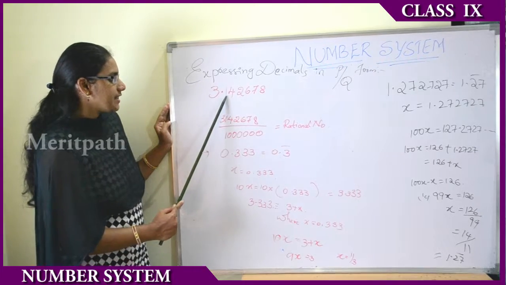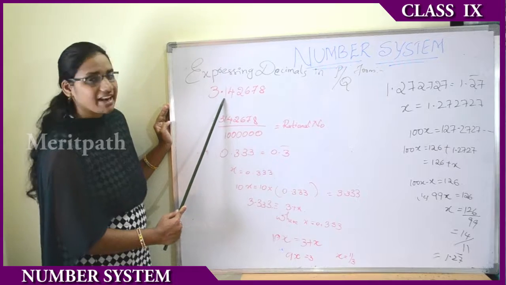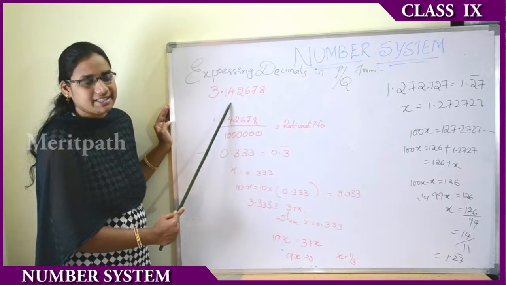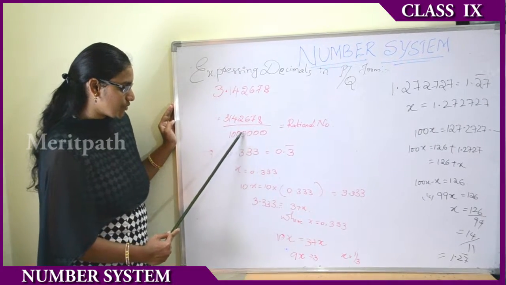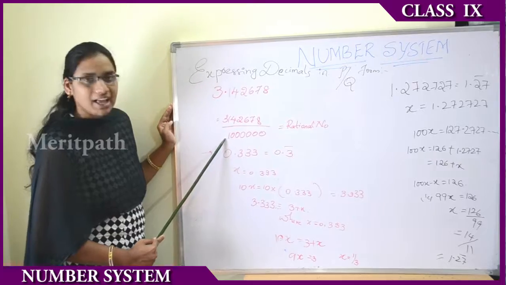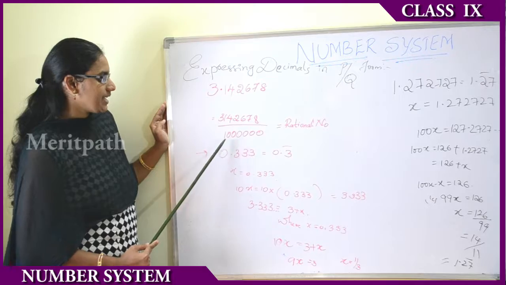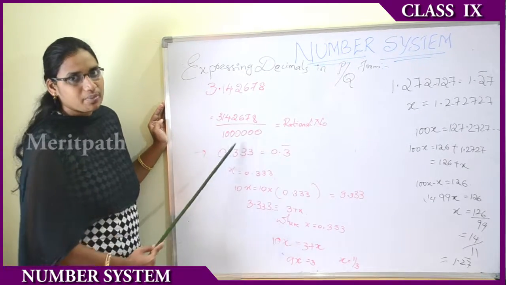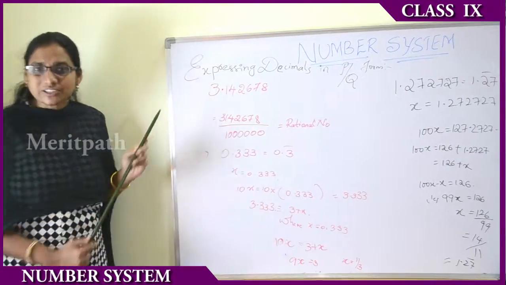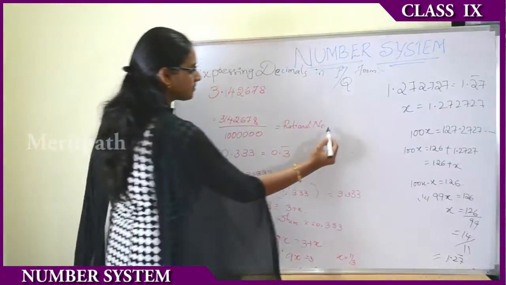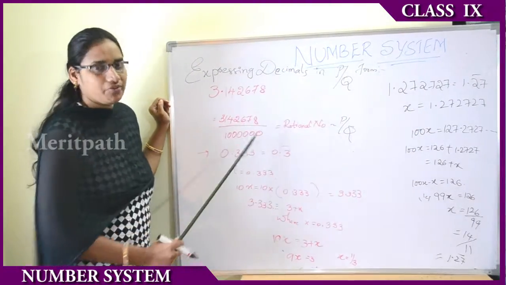That is 1, 2, 3, 4, 5, 6. 6 digit places are available after the point. So, we have to write 6 zeros: 1, 2, 3, 4, 5, 6 zeros after 1. That is 3142678 divided by 1 followed by 6 zeros. That is known as a rational number. This also represents the P by Q form. Thus, we represent decimals in P by Q form.